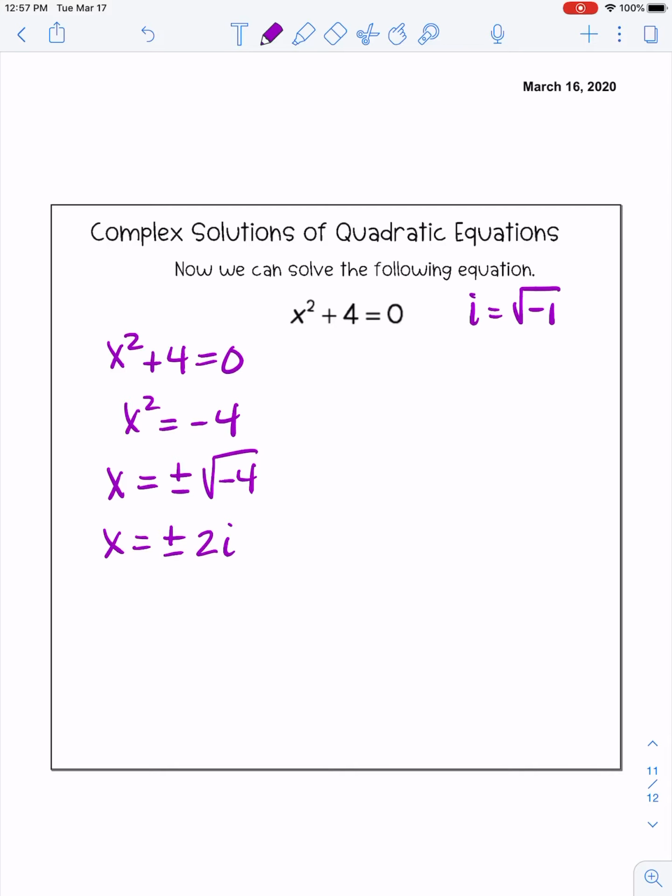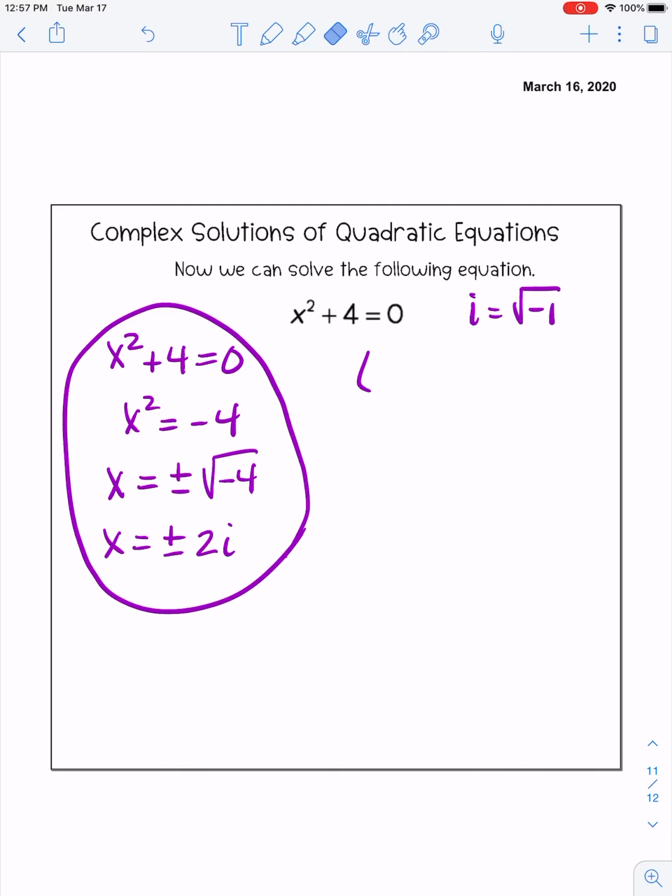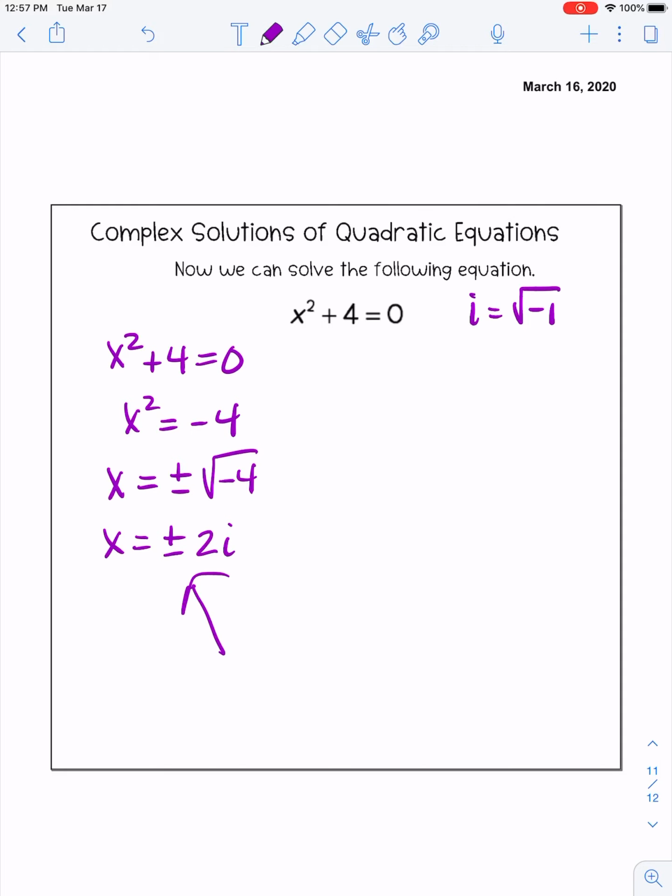Or I could factor it. So how could I factor x squared plus 4? Well, that is going to be, let's see, do I want to get into this right now? You know what, let's pause. I don't want to do that right now. We're going to stick with just this solution for now. But we'll get into factoring in a minute. So I hope everybody understands how I did this, and that my solutions are x equals plus or minus 2i. Let's move on to the last slide.